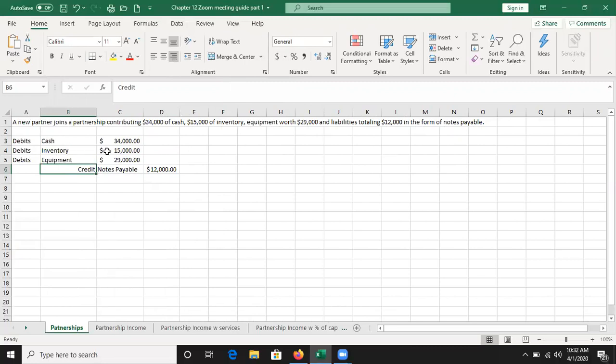But now you're saying, hey, the debits don't equal the credits. The difference when the partner contributes assets and liabilities, or even when the partner just contributes assets, the difference to make the journal balance is a credit to the partner capital.